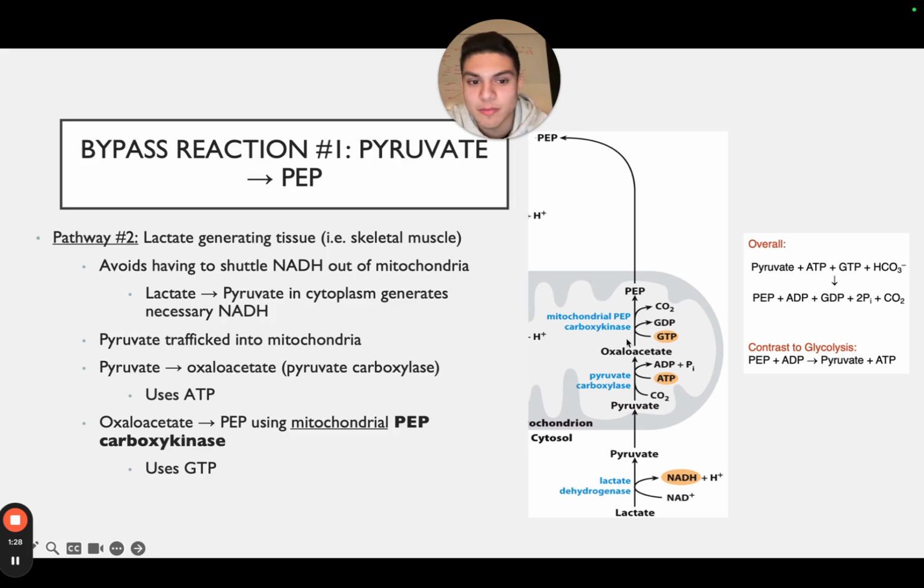Once it's converted to PEP, PEP can be transported out through a transporter. Do I know it? I don't know off the top of my head, but there is a transporter that moves PEP out. And then again, it uses GTP, ATP for these two enzymes.